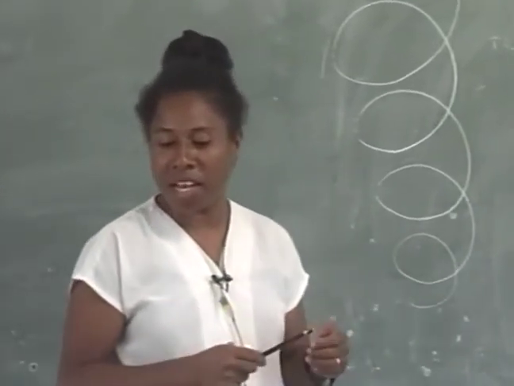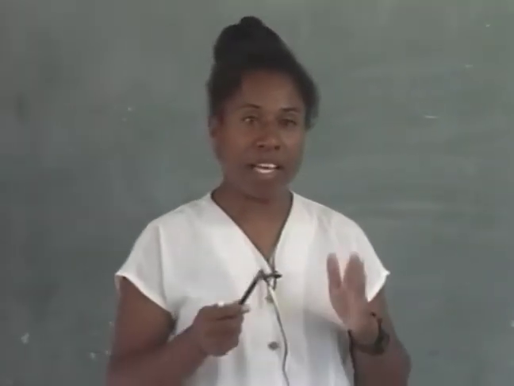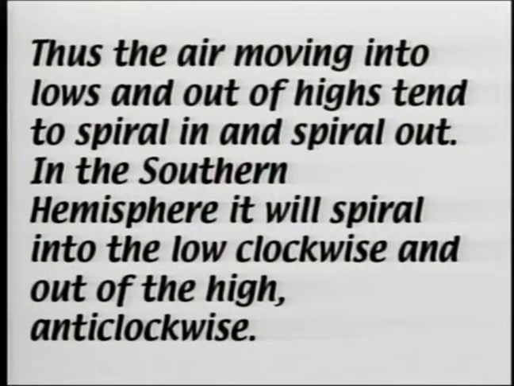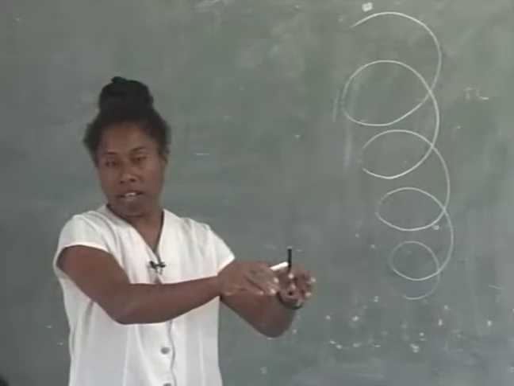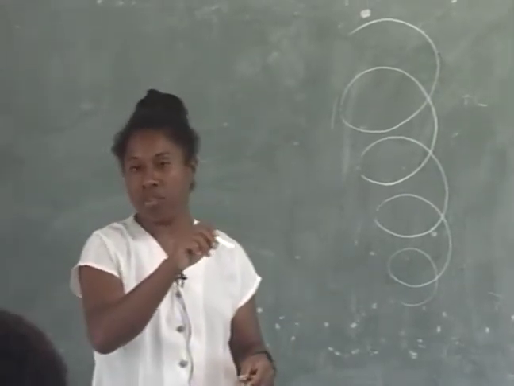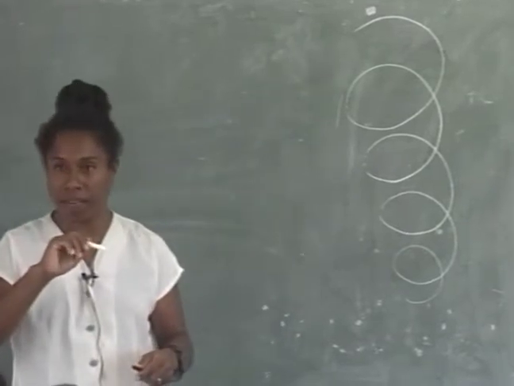Okay, in the southern hemisphere, we're now looking at the different hemisphere. In the southern hemisphere, air will spiral into the low pressure area in a clockwise direction. So if we were in the southern hemisphere, if there is a low pressure, air will spiral into the low pressure in a clockwise direction.